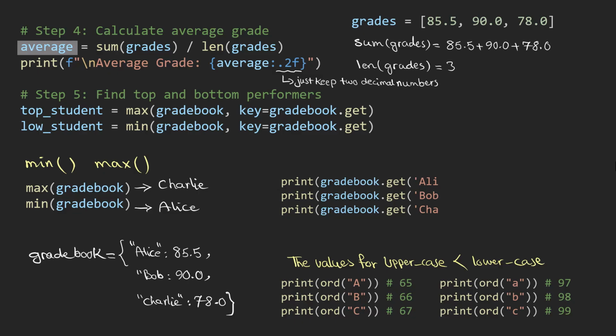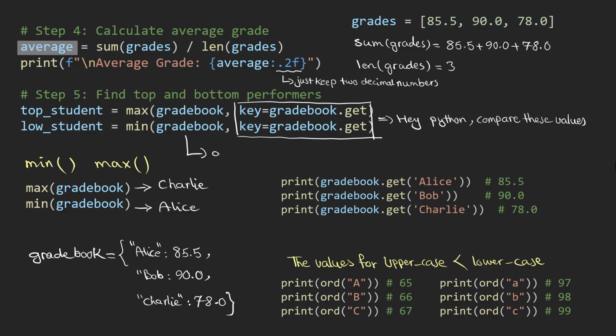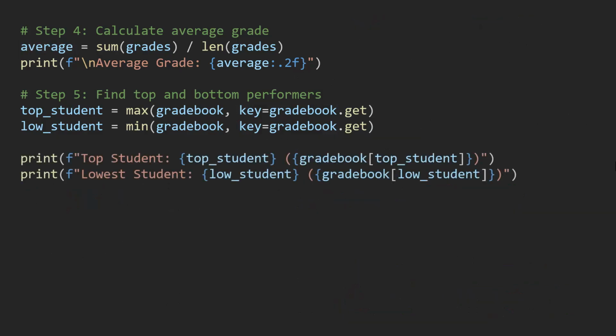To access the values of the dictionary and let the min or max function compare based on these values, we can use the get method for the dictionary. These are the values if you print them for each key. So by using this extra statement, we are saying, hey Python, compare these values and then return their corresponding keys. And finally, it's time to print the output. We know from the last step that these two values store Bob and Charlie as two strings.